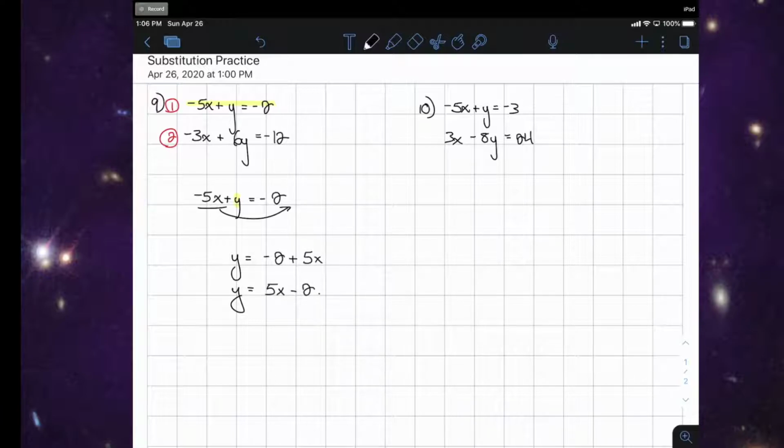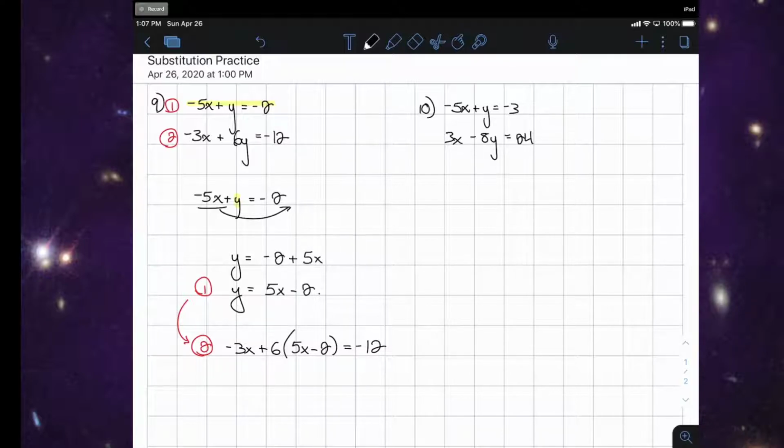Okay. Now that I have one of my variables rearranged, I want to substitute this back into the equation that I didn't choose. So in this case, I didn't choose equation 2. So now that I've rearranged equation 1, I'm going to substitute this into equation 2 for y. So I have -3x plus 6 times (5x minus 2) equals -12. And now I have to expand this out.